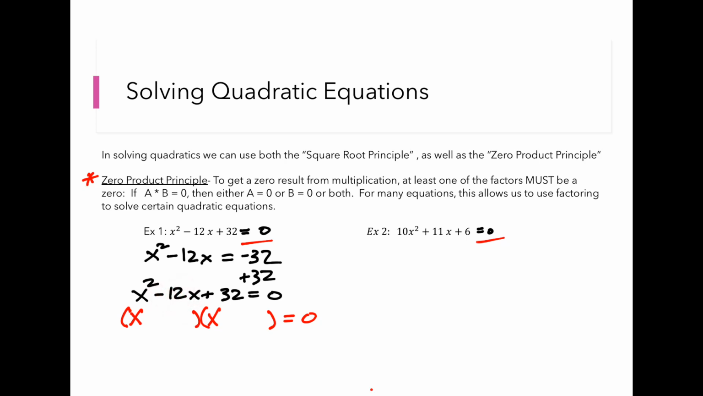That the inners and the outers give me that negative sum. So I know that I'm going to have a minus and a minus. And so now I just have to find two numbers that multiply to give me 32 and add up to give me 12. And the two numbers that fulfill that role are 8 and 4. 8 times 4 is 32, and 8 plus 4, or more specifically, negative 8 plus negative 4 is negative 12.